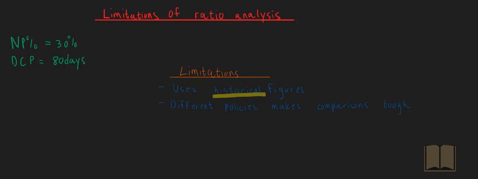Secondly, ratio analysis, as we know, is used to make comparisons between different companies. So if your company received, say, a net profit of 30%, how does this compare to its competitors? How does this compare to the industry? Well, one of the drawbacks of ratio analysis is that different companies might be using different policies, and that therefore makes comparisons tough.